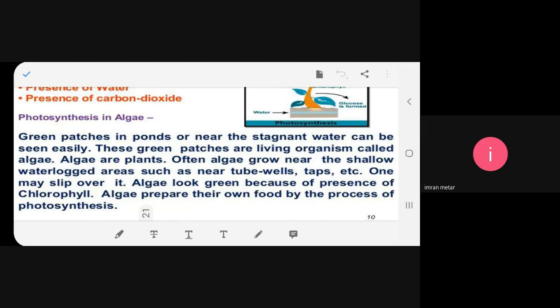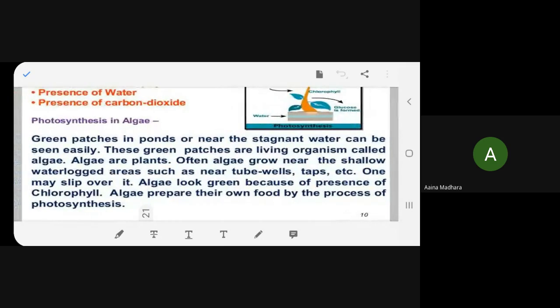If you are negligent or not very careful, and you put your foot on this patch of algae, you may even slip. It is accidental. They are green because chlorophyll makes them green, and it is very important for the photosynthetic process. So this is the way algae also take part in photosynthesis. Do you have any problem, Peter? No, ma'am.